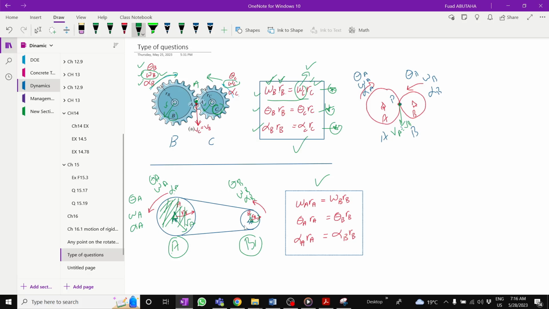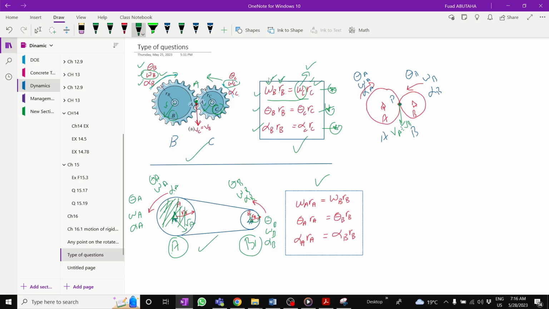Since we have this rotated, we will have theta for P, omega for P, and also alpha for B. And how are these actually connected? They're actually connected similar to this one.